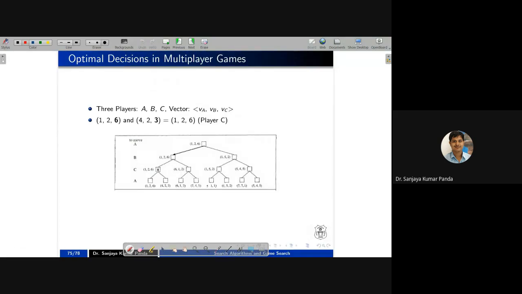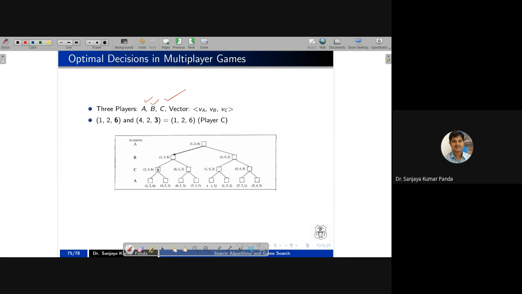Now we go for a multiplayer game. Here we are not playing with 2 players; we are playing with more than 2 players. Like here you can see there are 3 players, A, B, and C. At the bottom, there are 3 values: one represents A, another represents B, another represents C.